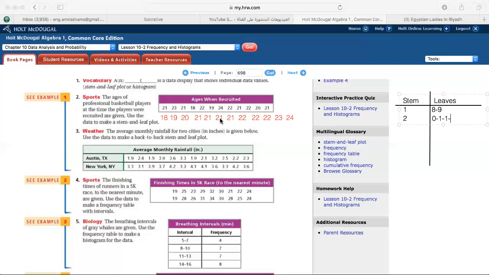In this 21, take the last digit 1. In this 21, take the last digit 1. In this 22, take the last digit 2. In this 22, take the last digit 2. In this 22, take the last digit 2. In this 23, take the last digit 3. In this 24, take the last digit 4.